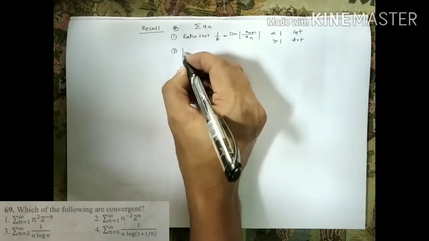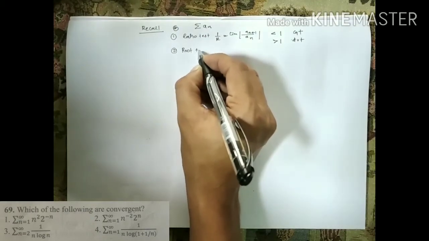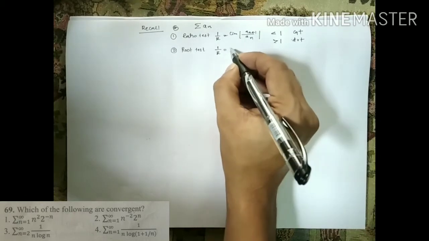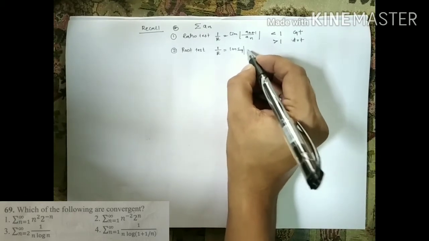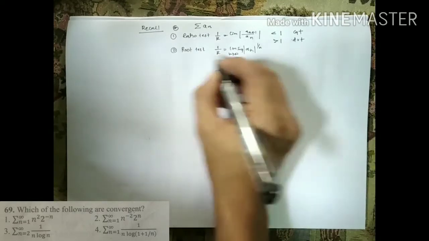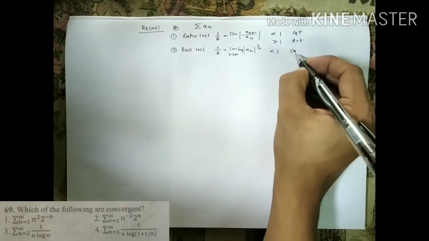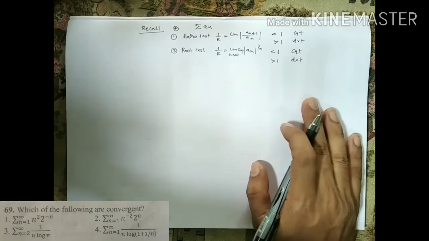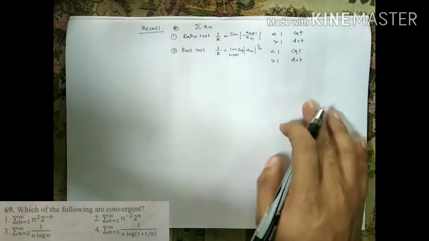The second test is the root test, the nth root test. It says, if I have the lim sup of a_n raised to 1 by n as n tends to infinity, if this is less than 1, then the series is convergent. If it is greater than 1, the series is divergent. Again, if it is equal to 1, then we cannot say anything.